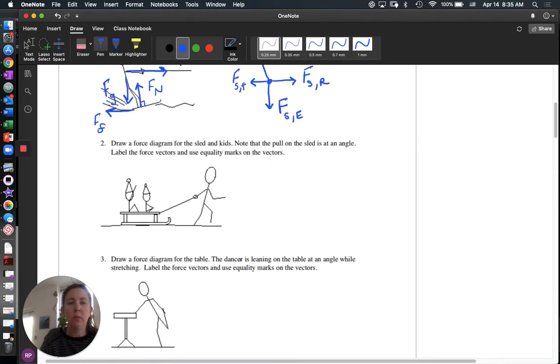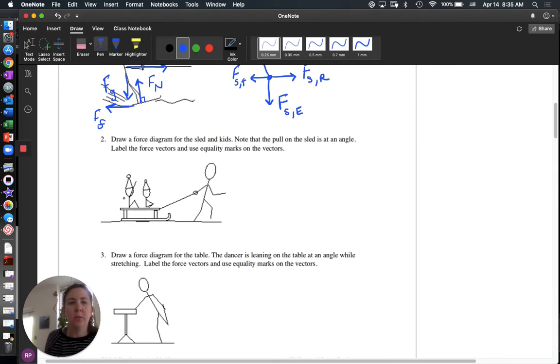This is the force on the skier by friction. I'm going to leave you to do number two yourself. Just thinking about the forces that are acting on this sled and kids. You have a tension force that's pulling on them. If the sled and the kids are one system, right, we don't care about just the kids or just the sled. So treat it as one body, or treat this as a crate.